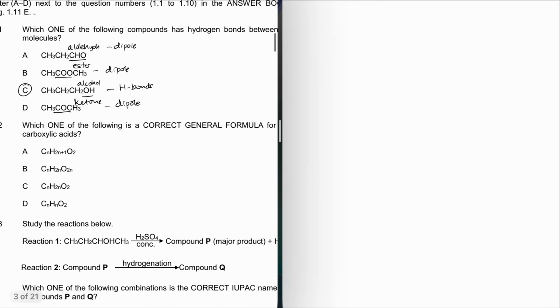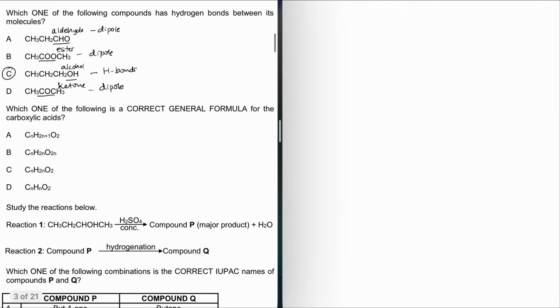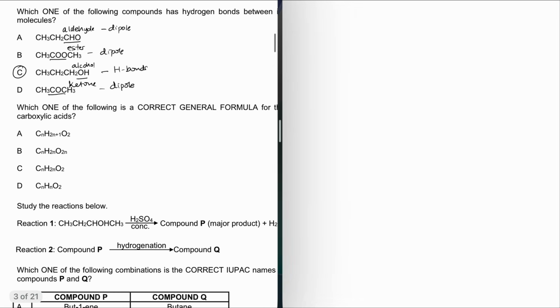Question 1.2, which one of the following is a correct general formula for carboxylic acids? Now, personally, I don't learn the general formula. What I do is I just draw it and then figure out the formula. So, for instance, if I were asked this question, I would draw a carboxylic acid. So a carboxylic acid I could draw would be C, then C, double bond O, and then single bond OH.